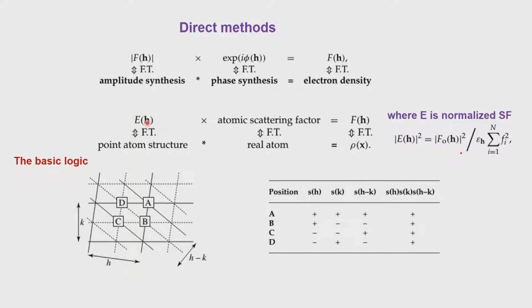So, the requirement is to get the E values from the observed structure factors, the observed intensities. We take the square root of the intensity. This epsilon h, as I said, is known as the extinction factor. It has nothing to do with the extinction effect, which we discussed earlier on. It is an extinction factor.